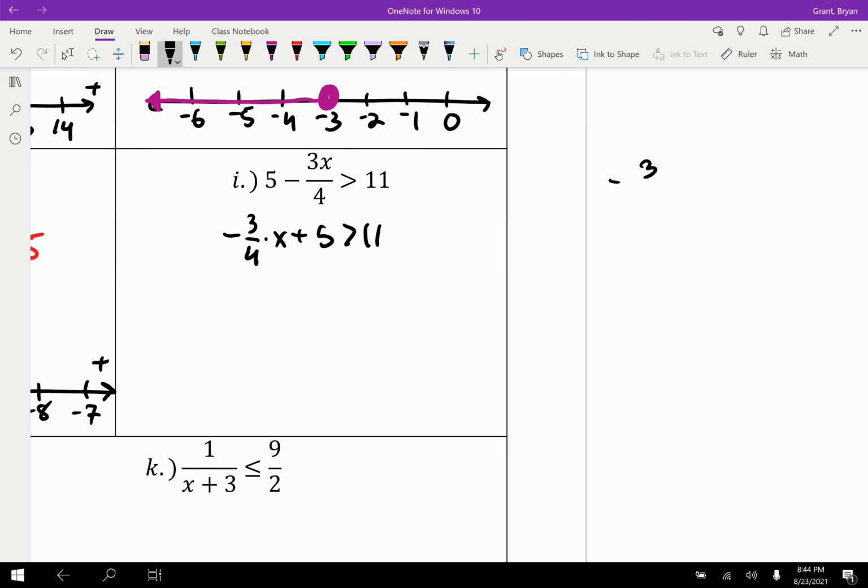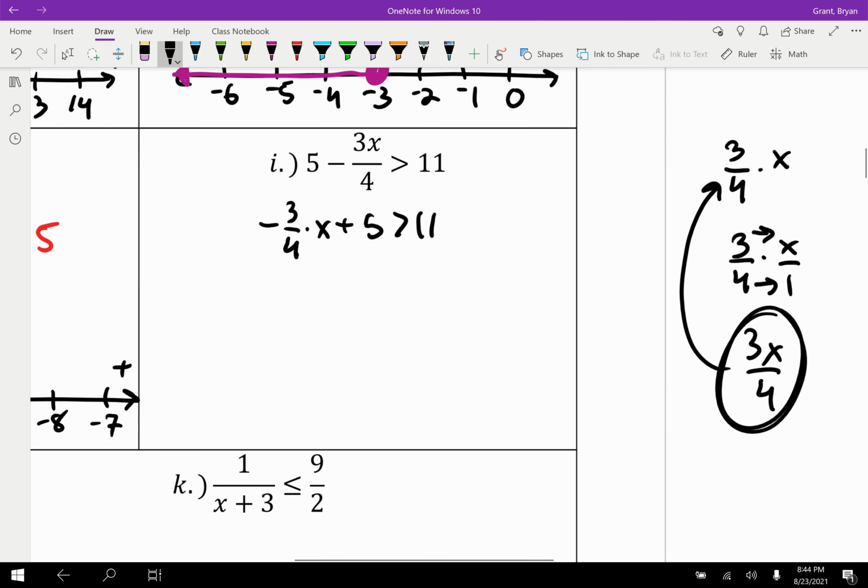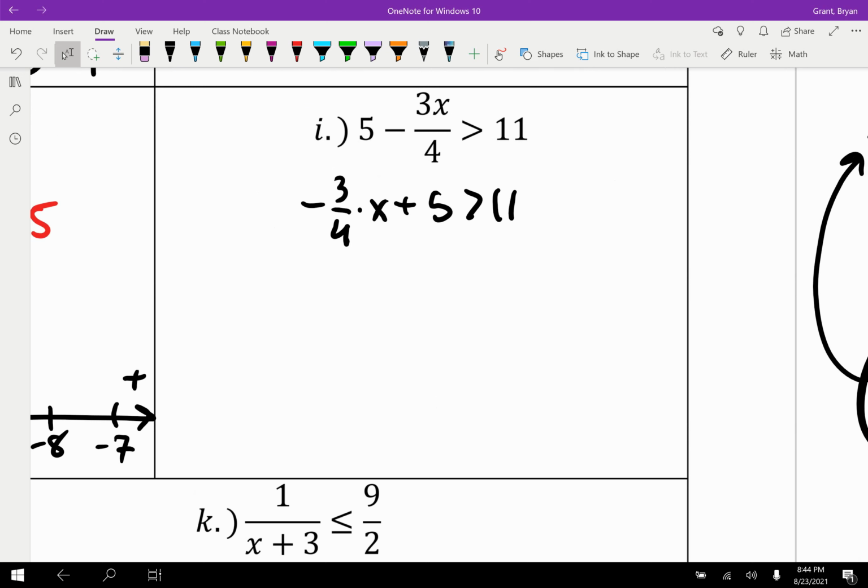If I have, and we'll ignore the negative, 3/4 times x, what that really means is 3/4 times x over 1. And we know we multiply fractions straight across, so that gives us 3x over 4. So if we ever have a fraction like this, we are welcome to rewrite it. You do not have to rewrite it. I just wanted to show you a different way than what we've seen before. Good practice to see math from different perspectives. So let's subtract 5 from each side.